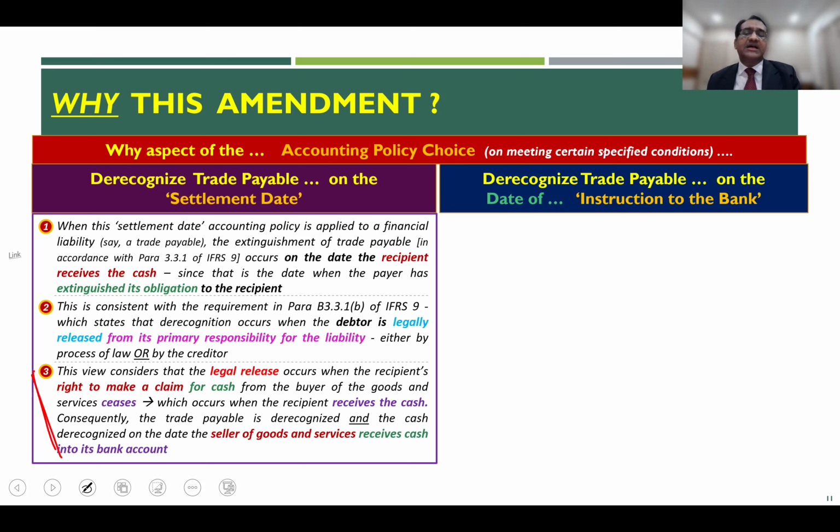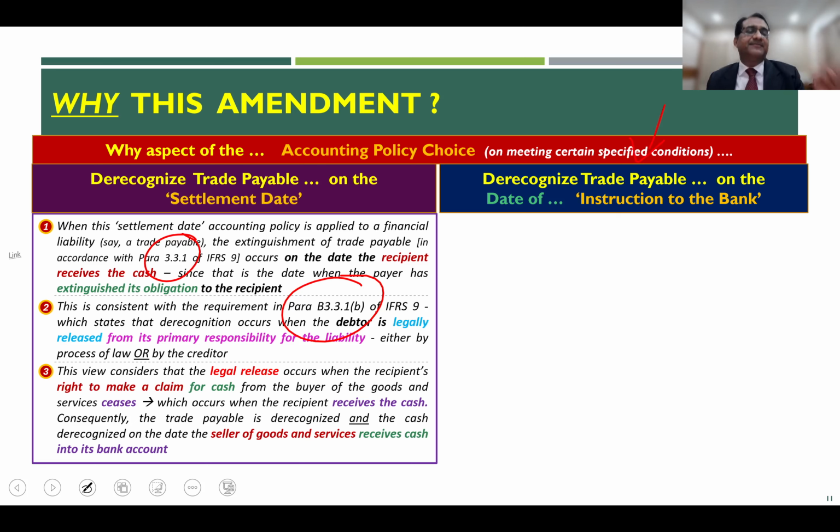So this view considers that the legal release for the Indian company occurs when the recipient's right to claim the cash from the Indian company comes to an end. And that right comes to an end when the counterparty, the supplier in Finland, actually receives the cash. This is the logic why the standard setters have said that you will derecognize the trade payable on the settlement date. And this guidance is consistent with the existing paragraph 3.3.1 of IFRS 9 or Ind AS 109. So what the standard setters have done is they have tried to clarify by using the existing provisions, and provided a clarification of the date when the derecognition should happen.